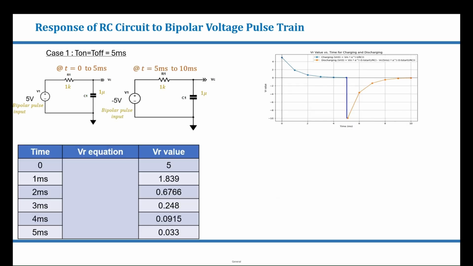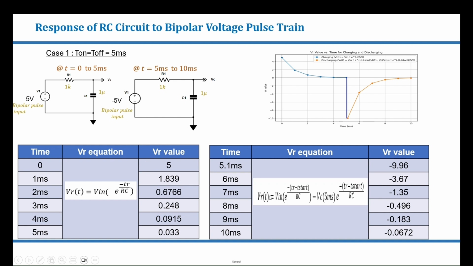On summarizing the voltage across the resistor, when the input voltage is 5 volts and when the input voltage is minus 5 volts, we can see that when the input voltage is plus 5 volts, VR can be calculated using this equation. And when the input is minus 5 volts, we can calculate the voltage across the resistor using this equation.